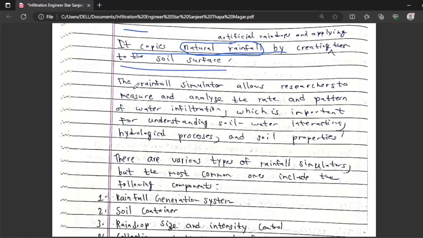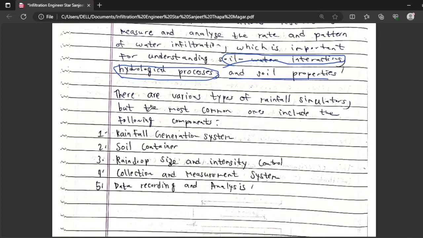The rainfall simulator allows researchers to measure and analyze the rate and pattern of water infiltration, which is important for understanding soil water interaction, the relationship between soil and water, and the hydrological processes and soil properties. There are various types of rainfall simulators available in the market, but the most common ones include the following components.